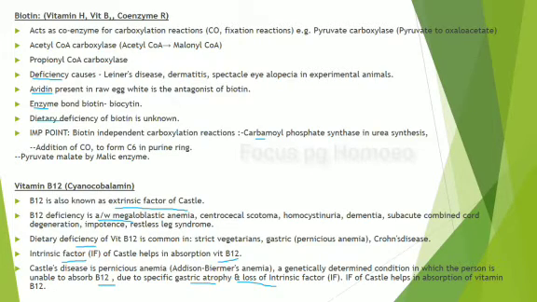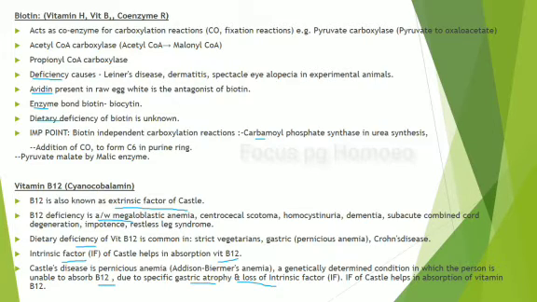Biotin, also called vitamin B7, coenzyme R, or vitamin H. It is a coenzyme for carboxylation reactions, for example in pyruvate carboxylase, acetyl-CoA carboxylase, propionyl-CoA carboxylase. Its deficiency leads to Leiner's disease, dermatitis, and periocular alopecia in experimental animals. Avidin present in raw egg is the antagonist of biotin.